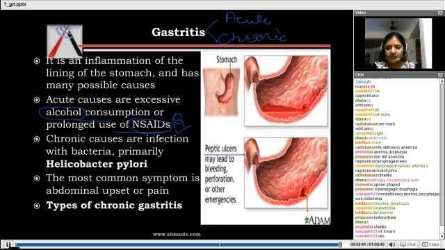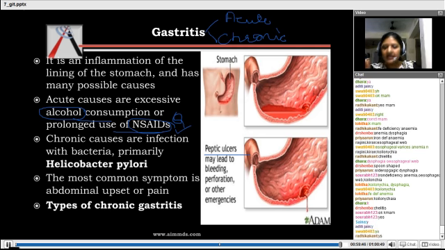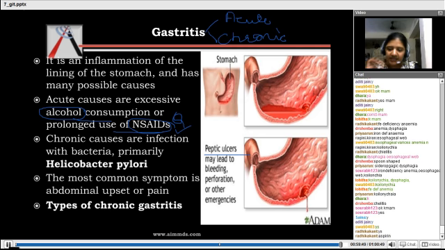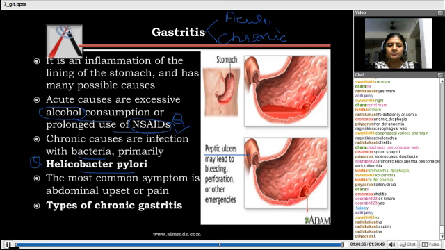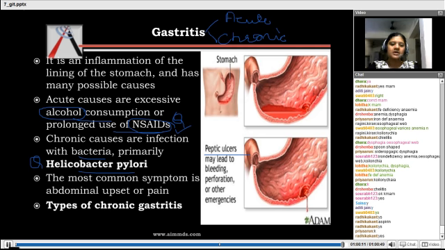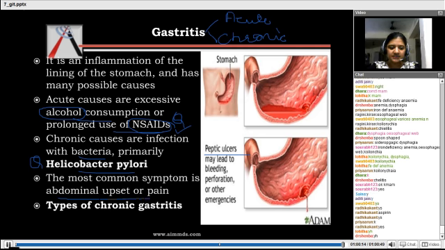Are you guys able to follow what I'm saying? Most common cause for gastritis, alcohol, NSAID. Again, most common cause for peptic ulcer, NSAIDs. Fine? Chronic causes are related to bacteria. And when we talk of bacteria, most common is Helicobacter pylori. MCQ again. Are we clear? Clear with the acute causes and the chronic causes? Now let's go to the symptoms. Most common symptom that you will see is an upset in the abdomen or pain.